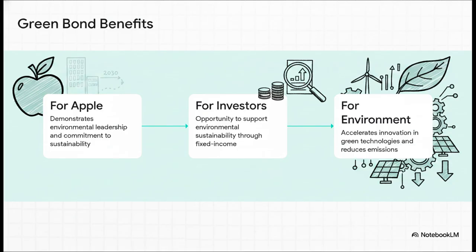Let's walk through these 3 steps, because this brilliantly illustrates the tripartite benefits of green bonds. It's a powerful alignment of interests. Step 1. For Apple, issuing these bonds demonstrates environmental leadership, enhances their brand reputation, and aligns their financial strategies seamlessly with their 2030 carbon neutrality goal. Step 2. For investors, it provides a highly transparent ESG fixed income opportunity. You know exactly what physical projects your money is building. And Step 3. For the environment, this directed funding accelerates innovation in green technologies and low-carbon materials, actively reducing global carbon emissions. It's a win-win-win.